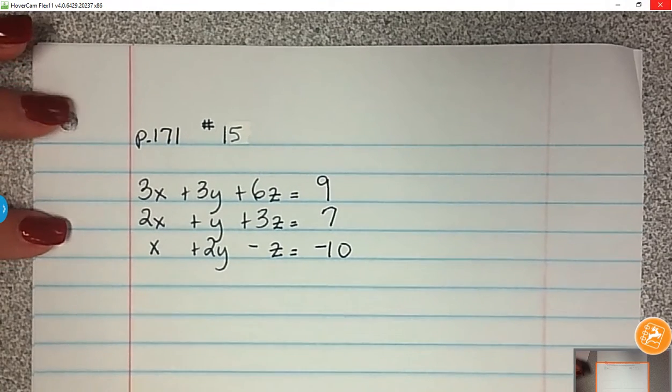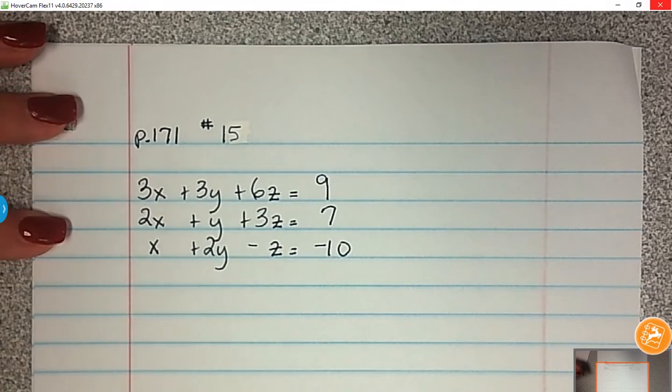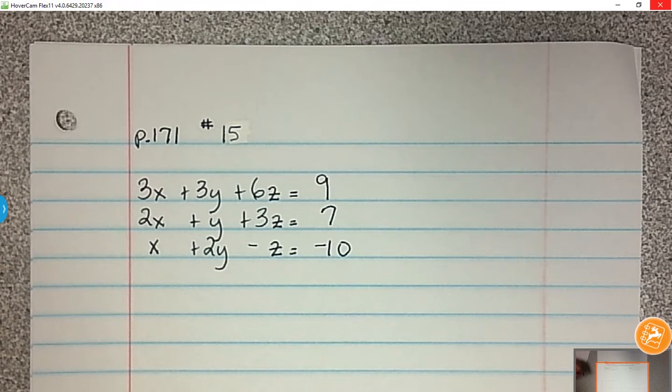Alright guys, here's our next example that has 3 equations and 3 variables in it. When you get ready to start one of these systems, you need to look and decide which variable is going to be the easiest to get rid of twice.